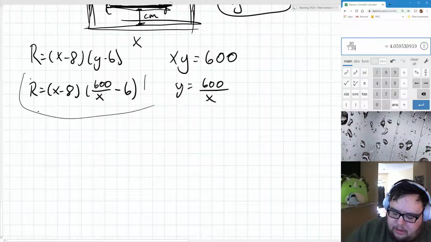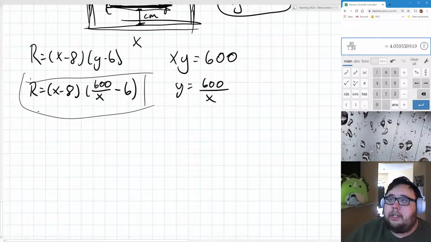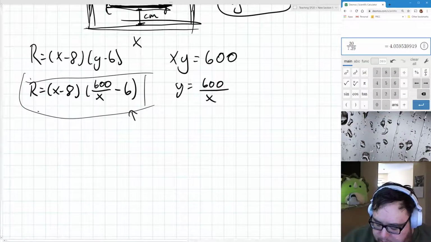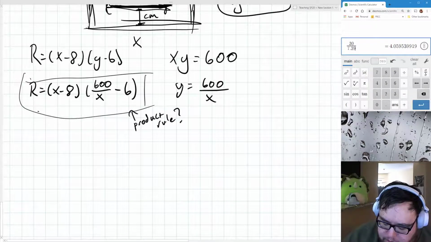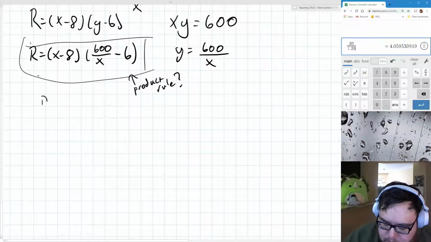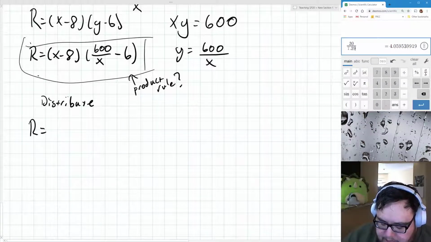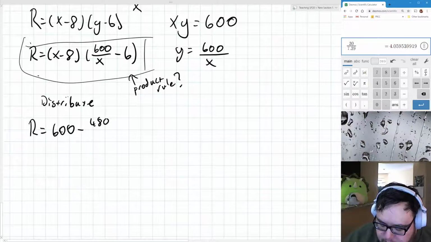This is the thing we're going to take a derivative of. I don't think I want to take a derivative of it the way it's currently written, though. You can just use a product rule and go ahead and go straight for this. So you can use a product rule now. But I would rather distribute. So R is equal to x times 600 over x, which is 600. Negative 8 times 600 over x would be negative 4800 over x.